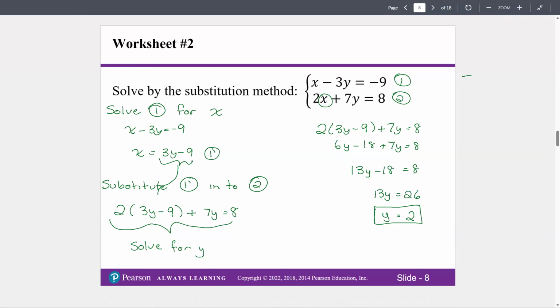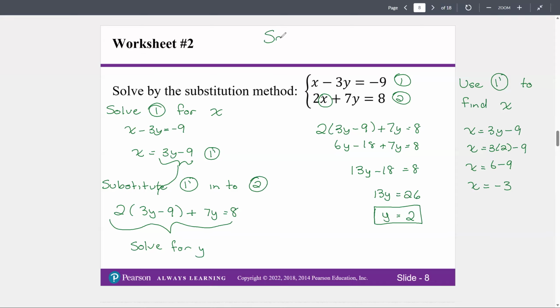So now what we're going to do is use 1 prime again to find our x. I keep calling it y because I'm using calculus terminology here. So we said that x is just 3y minus 9. Well, we just said that y is going to be 2. So x is going to be 6 minus 9, or x is just going to be negative 3.